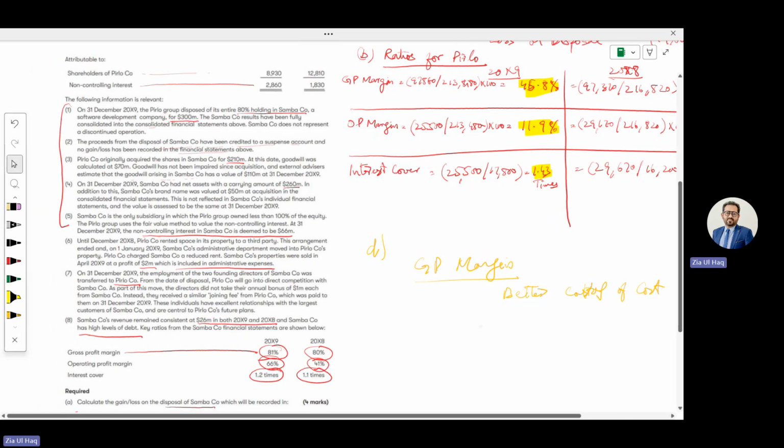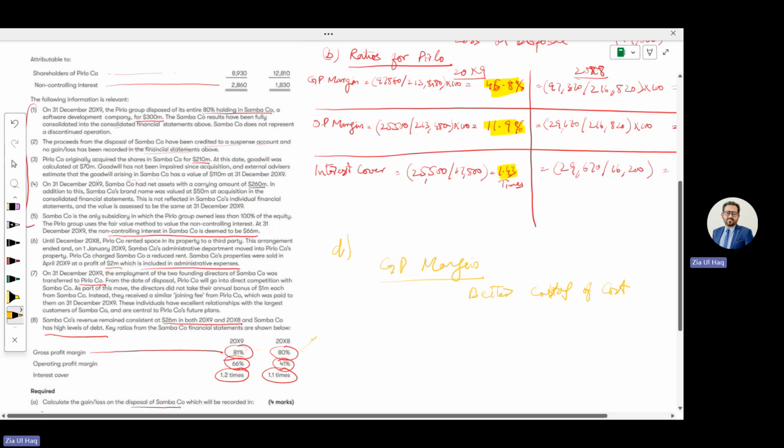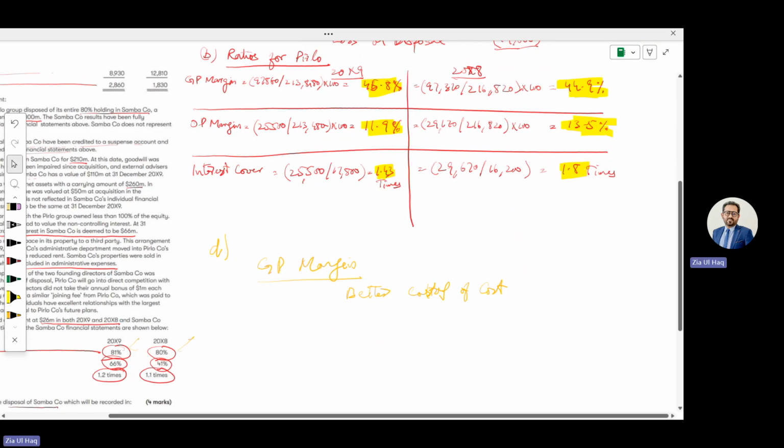And if we see the GP margin of Samba, it was 80%, around 81%. This means Samba's GP margin was high. And without Samba, the company has a lower GP margin. This means this GP margin was maintained due to Samba, and by exclusion of Samba, company results will be poor. We can even discuss sales as well.